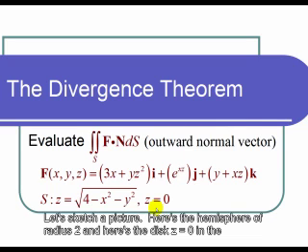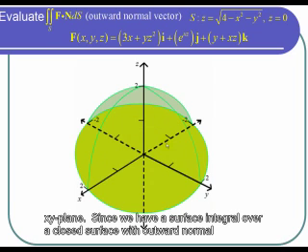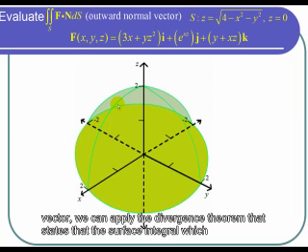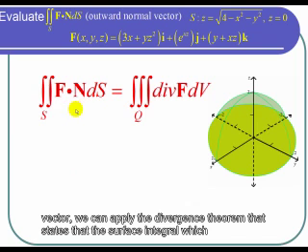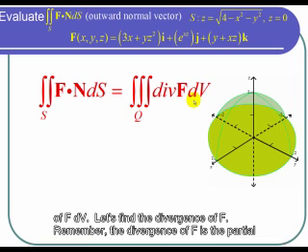So let's sketch a picture. Here's the hemisphere of radius 2, and here's the disk z equals 0 in the xy plane. And since we have a surface integral over a closed surface with outward normal vector, we can apply the divergence theorem, which states that this surface integral, which is the flux of f dot n dS, is equal to the triple integral over the solid of the divergence of f dV.